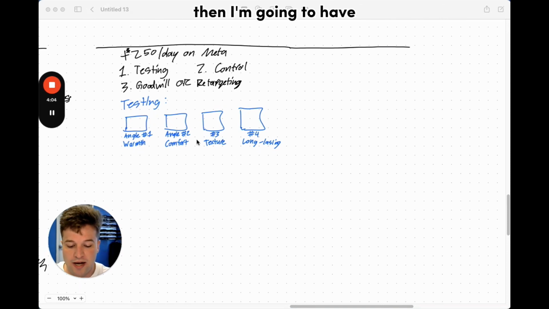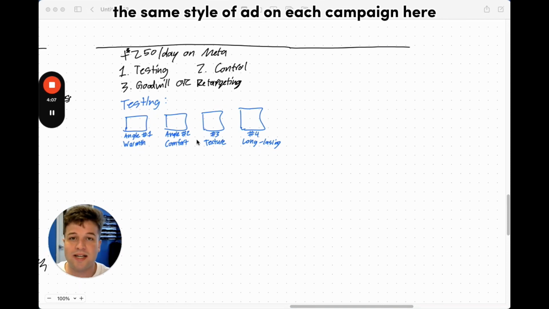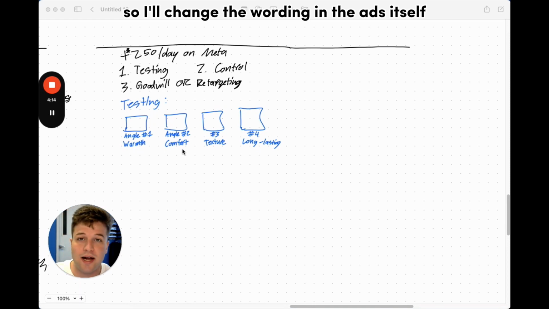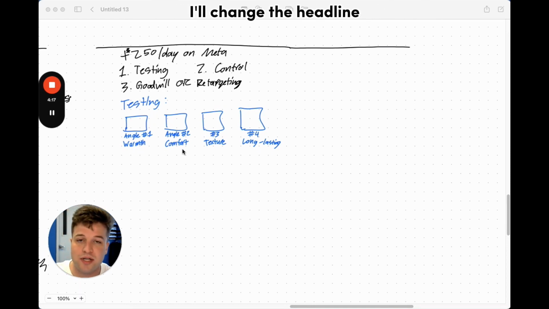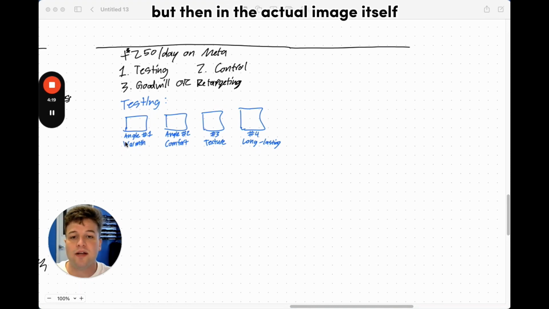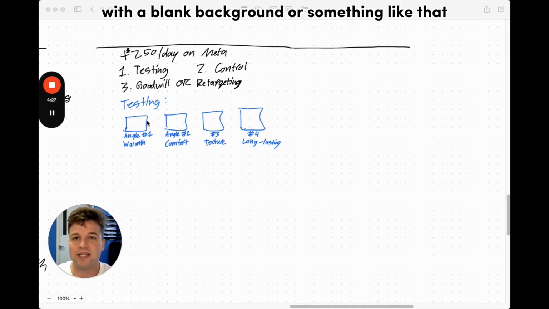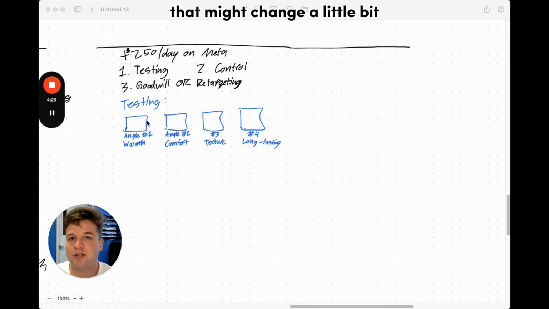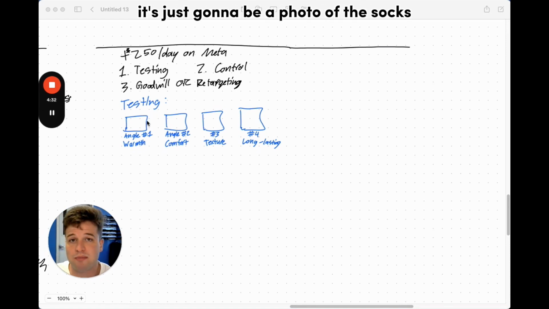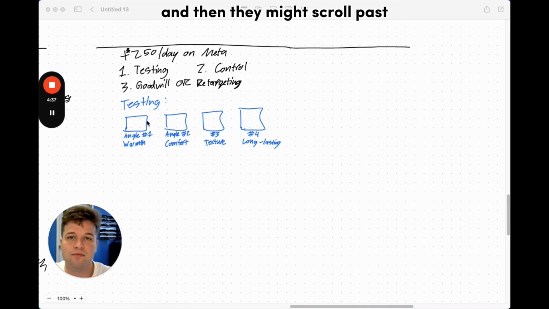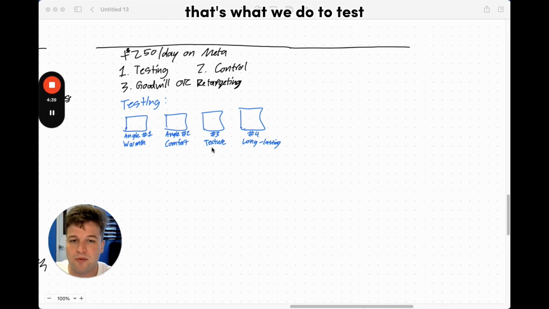Then I'm going to have the same style of ad on each campaign here. The only thing that I'm going to change is the wording. So I'll change the wording in the ads itself, like in the primary text box. I'll change the headline, things like that. But then in the actual image itself, it's going to be the same image if it's like just the socks with a blank background or something like that. But then the wording, if there's any wording on it, that might change a little bit. But most of the time, it's just going to be a photo of the socks to get somebody to stop scrolling, look at it, read it a little bit, and then they might scroll past or they might click. Doesn't matter. That's what we do to test.